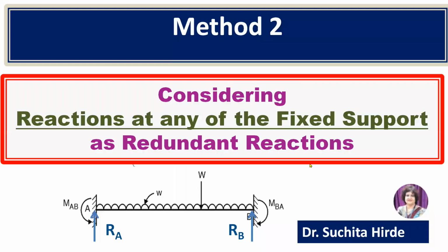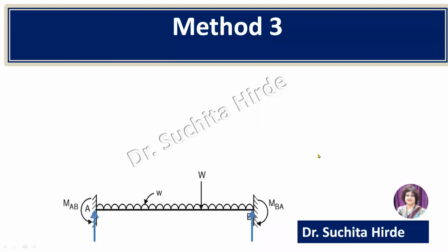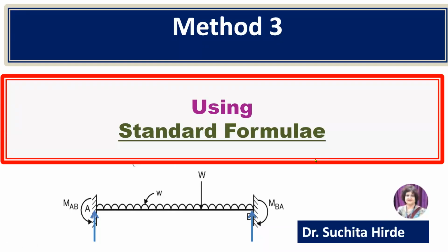We can also solve this problem by considering reactions at any of the fixed support as redundant reaction. That means considering MAB and RA as redundant or MBA and RB as redundant. We can also solve this problem by using standard formula. In that case, you have to remember the standard formula for different loading cases. So let us study how to analyze the fixed beam using 3 different ways.